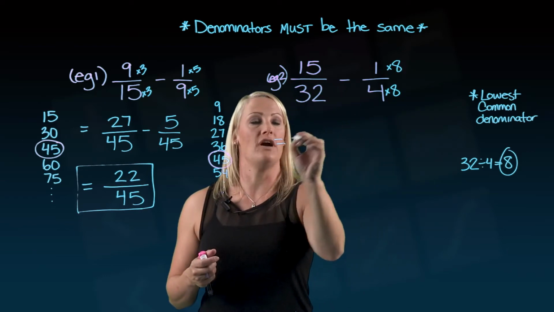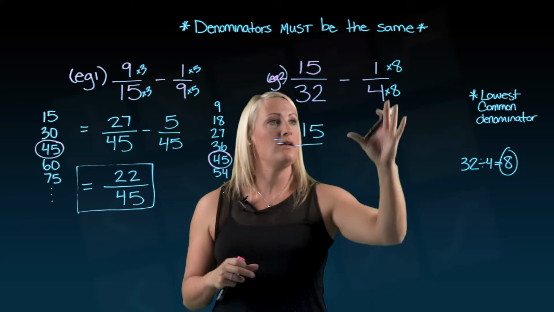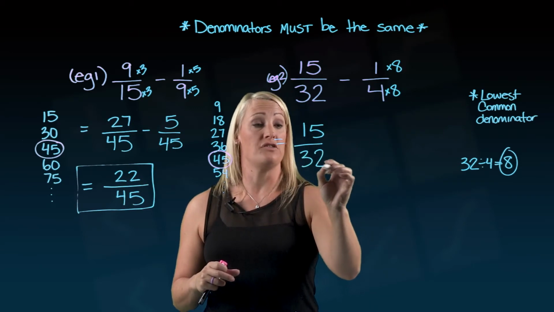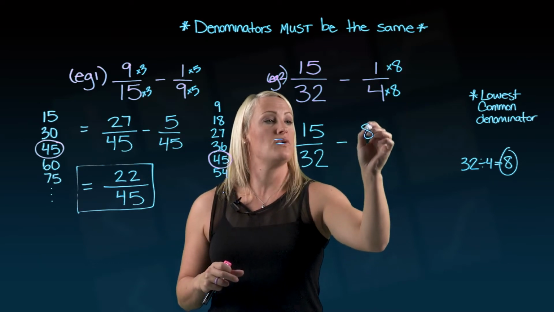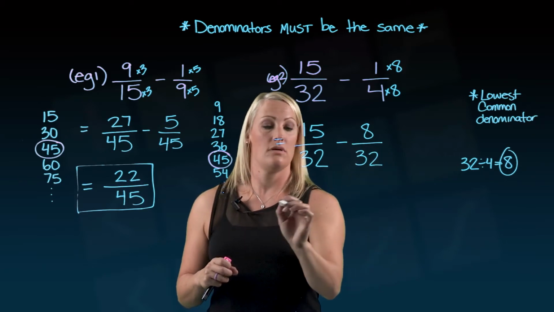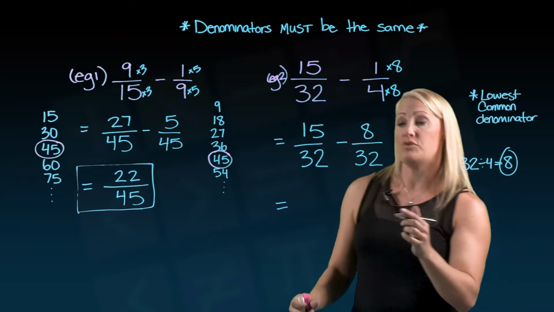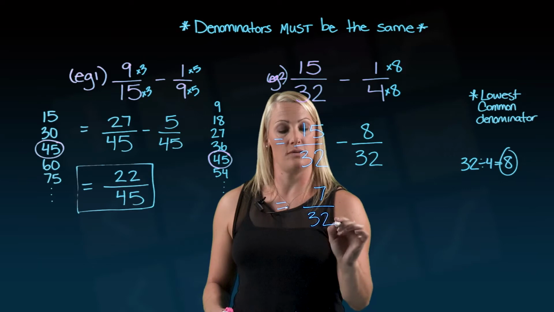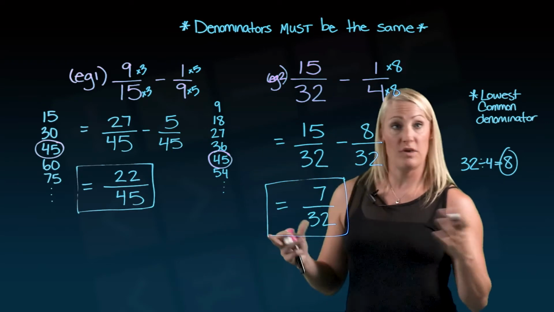So let's rewrite this fraction. Again, you would have noticed whether you used this list method or you did it this way, the first fraction doesn't change at all with 32, but the second one does. 8 times 1 is 8. 4 times 8 is 32. And now I can really easily subtract 15, subtract 8. Denominator stays the same. So 32 is my denominator, and 7/32 is my solution there.